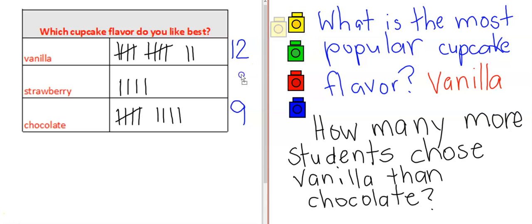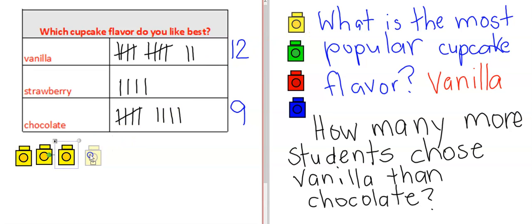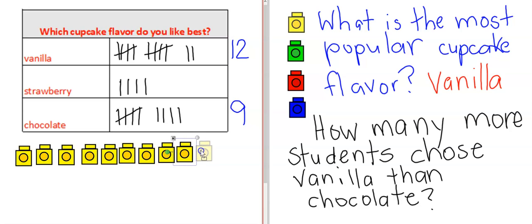So I'm going to let the yellow be my vanilla. So how many vanilla do I have to have? That's right. I have to have 12. Let's see if I can get 12 over here. How many do I already have so far? 4. Can you help me count? 5, 6, 7, 8, 9, 10, 11, 12. Okay, some chocolate. All right, I'm going to let the dark blue be my chocolate.